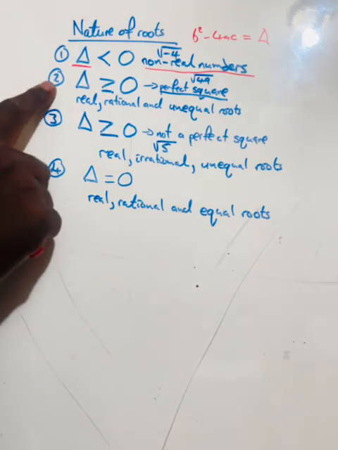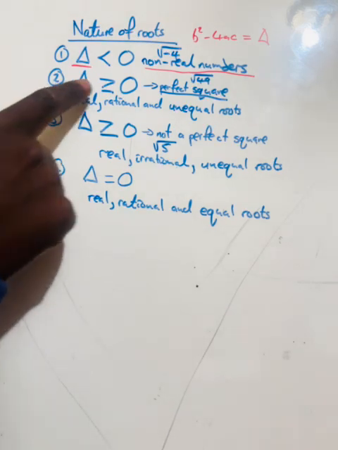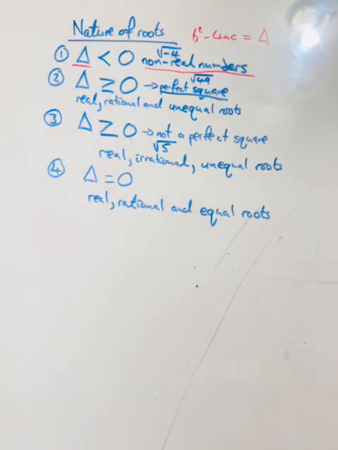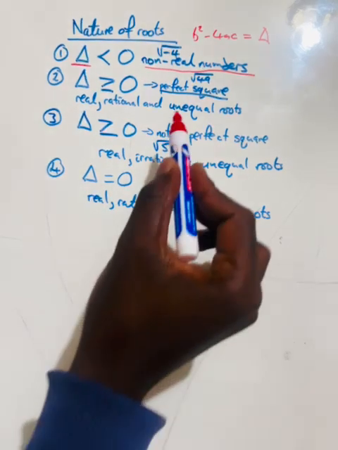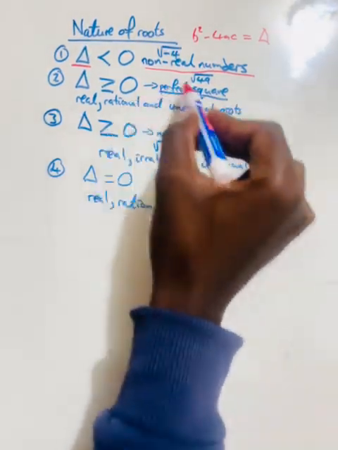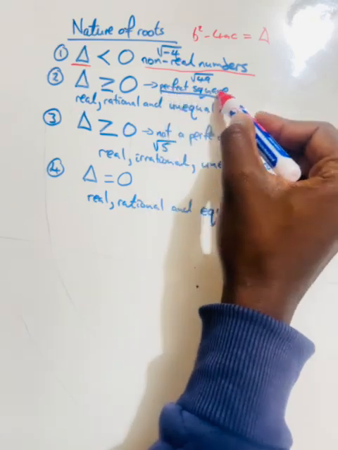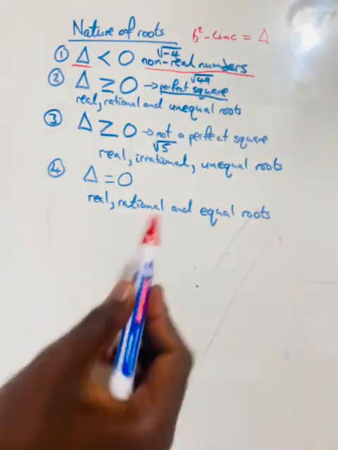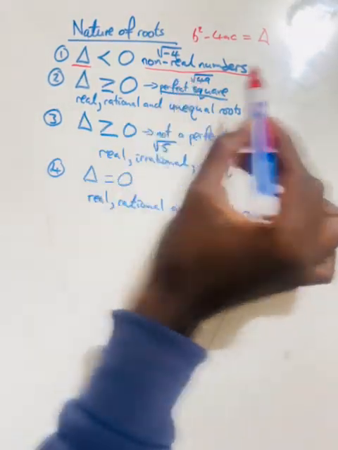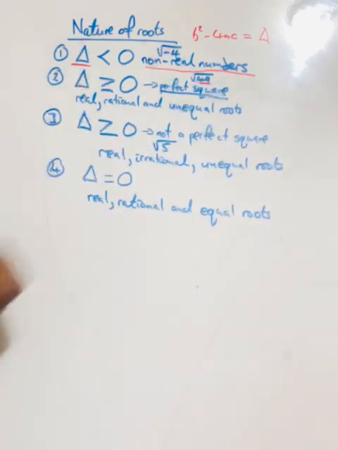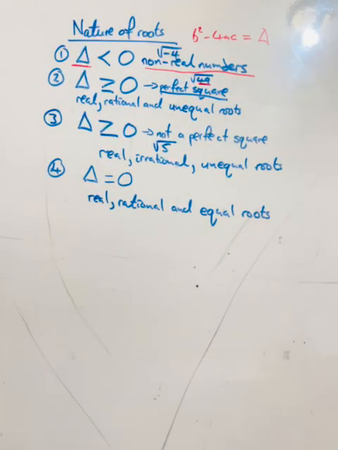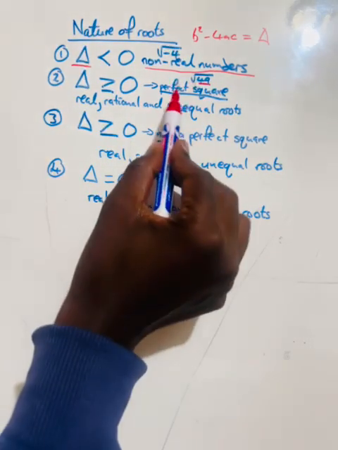Then we've got scenario number 2, where our discriminant is more than or equal to 0. More than or equal to 0, and very, very important, that number is a perfect square. So we'll be saying square root of a perfect square. Example, 49. Square root of 49 is what? 7. It's a perfect square.